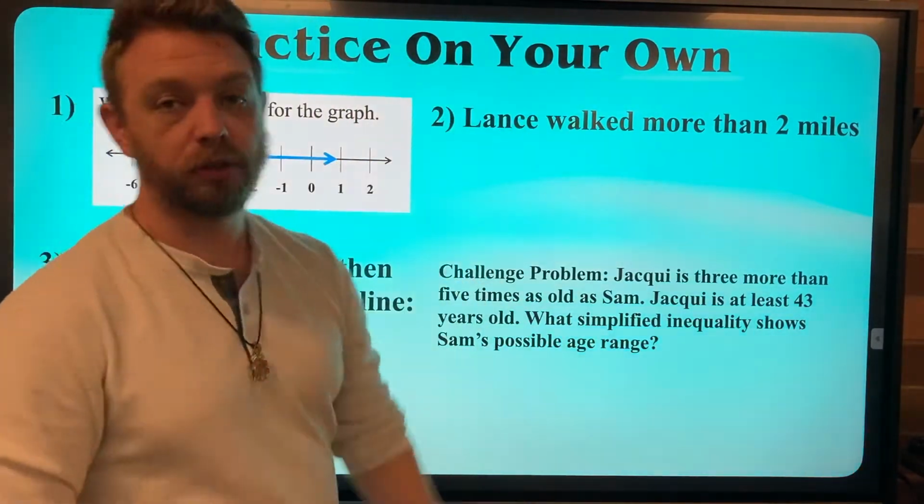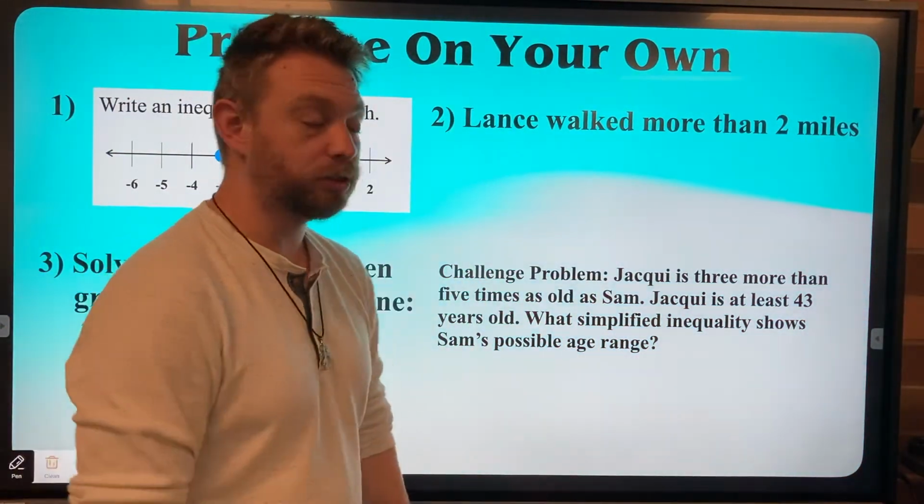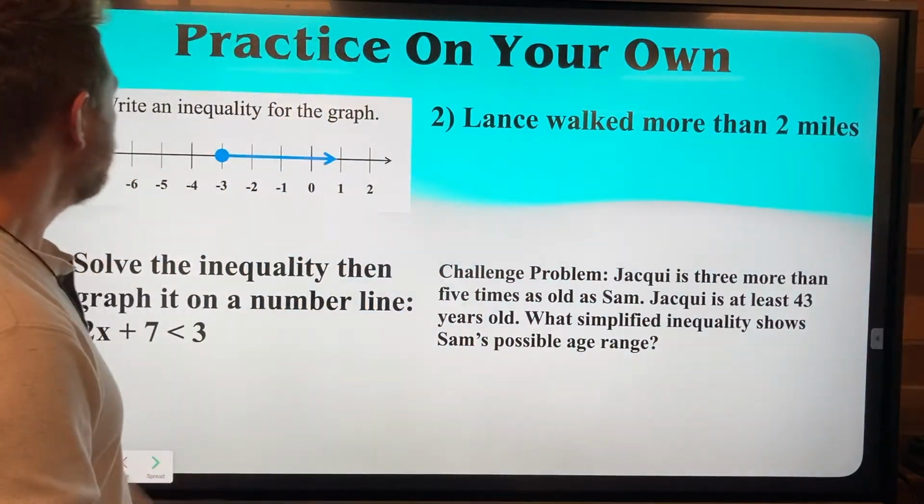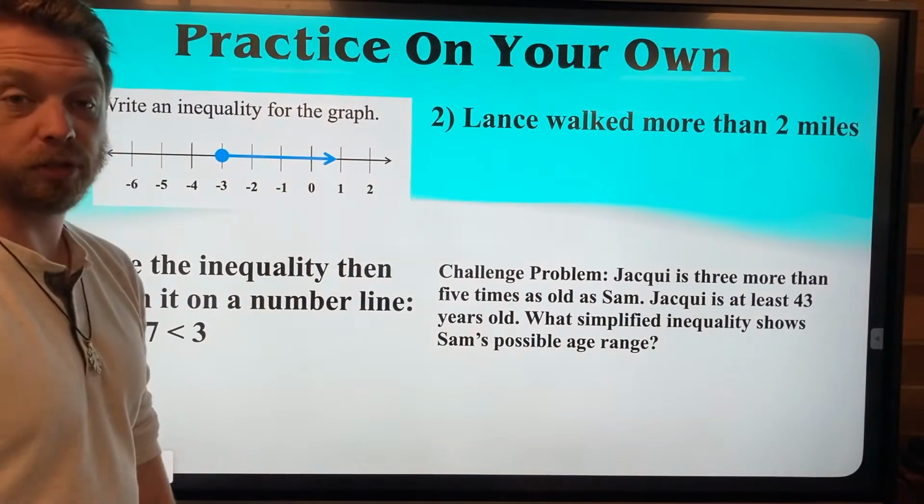I just wanted to go over the practice on your own problems to make sure everybody's on the same page and understanding how this works. So this says write an inequality for the graph.